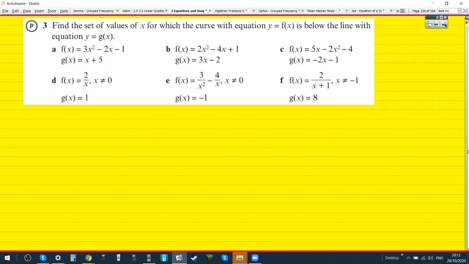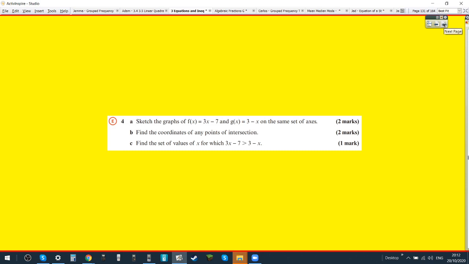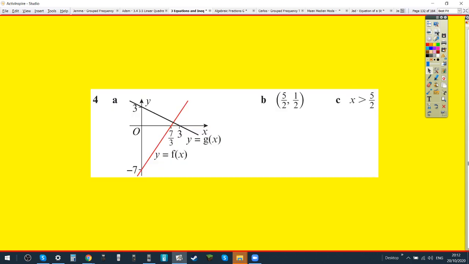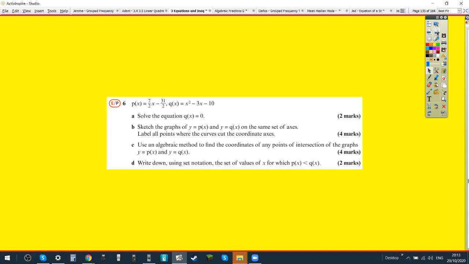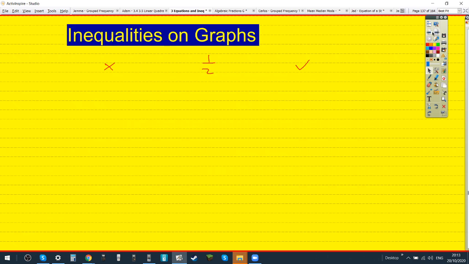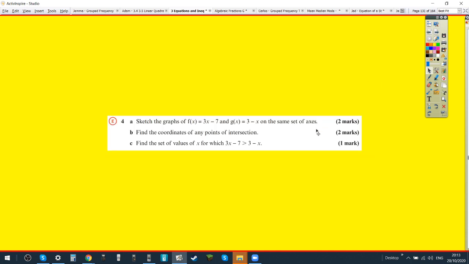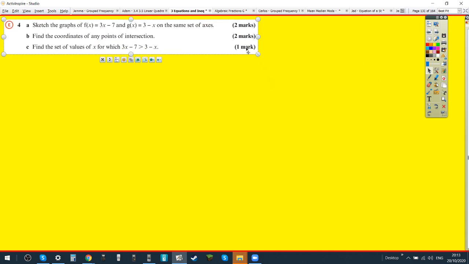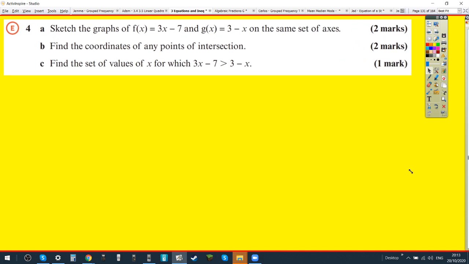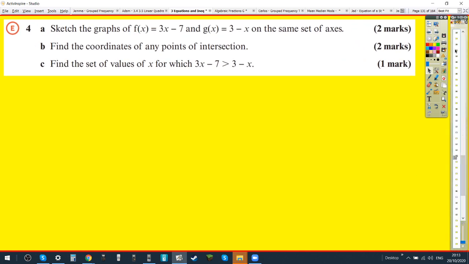I just want to see, will they help me out at all with a graph? Well, they won't. This is what the exam question looks like. No, we have to do it ourselves. Okay, let's try this one.